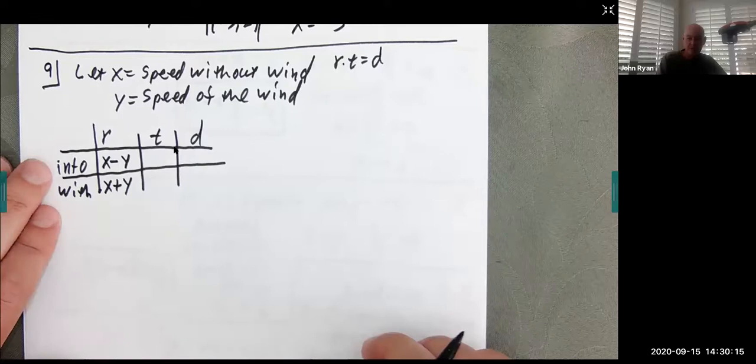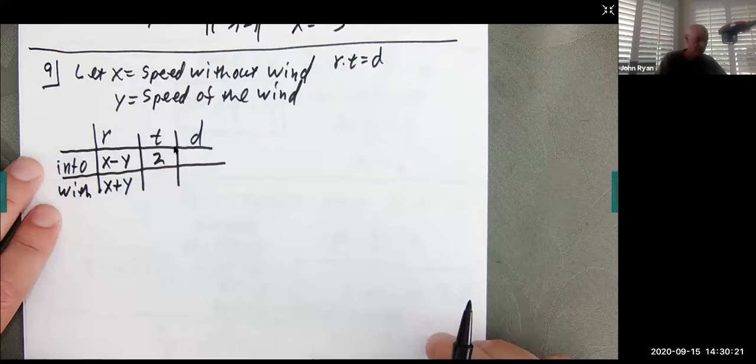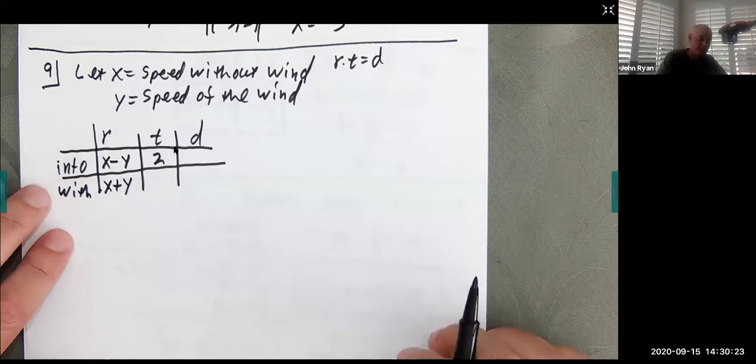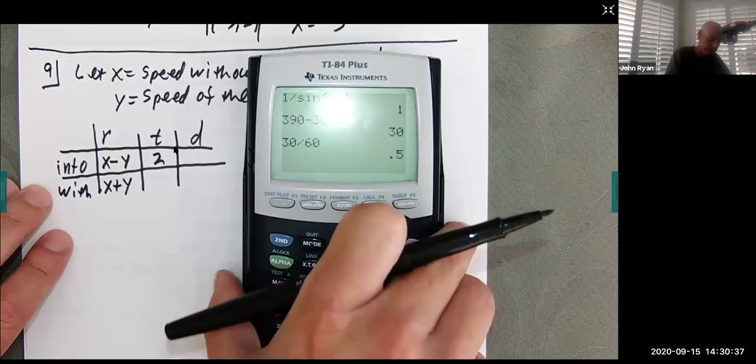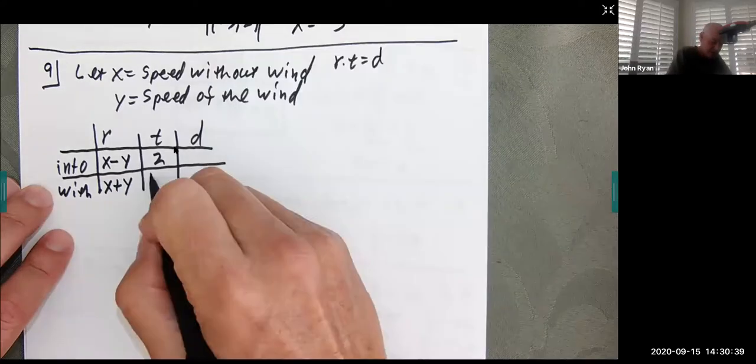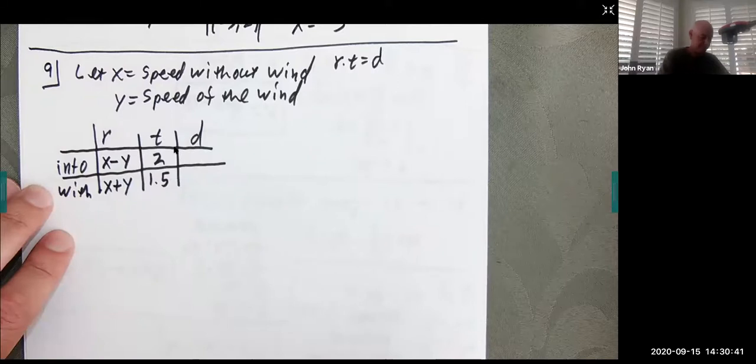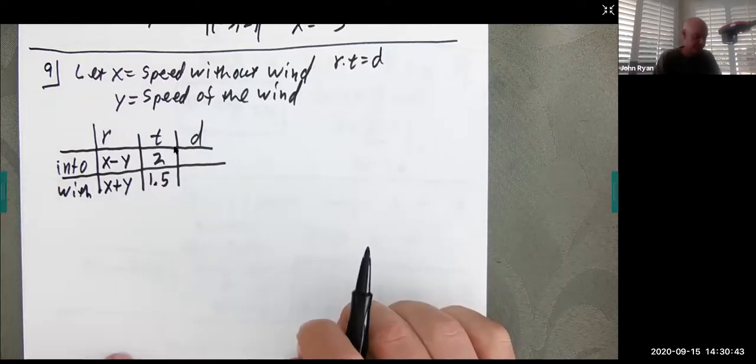Now, into the wind, it's going to take longer. In fact, it takes 2 hours, it says, according to the problem. On the way back, it says it takes 1 hour and 30 minutes. I want to show you how to convert that. So what you do is you take the 30 minutes and you divide it by 60, because there are 60 minutes in an hour. And this turns the 30 minutes into a portion of an hour. So if it's 1 hour and 30 minutes, that means it's going to take 1.5 hours.